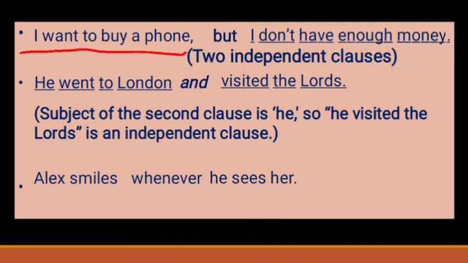The last one, we have Alex smiles whenever he sees her. Alex smiles has a complete meaning. And remember, whenever is not included in the coordinators that we have discussed earlier. Meaning, whenever he sees her is not an independent clause. So we only have one independent clause in this sentence, and that is Alex smiles.